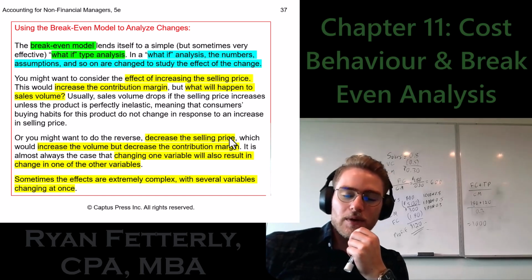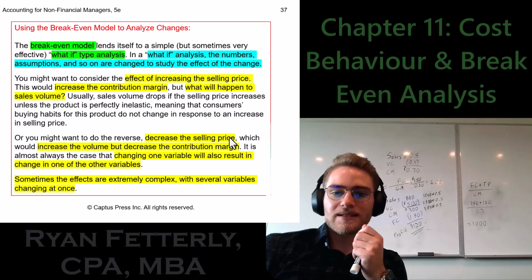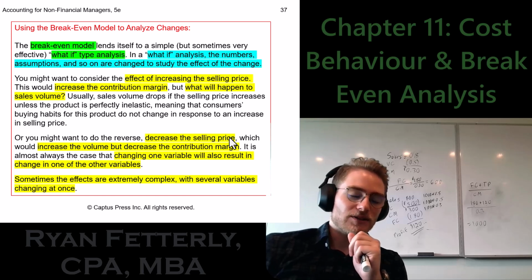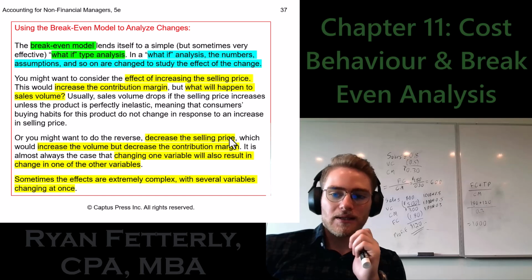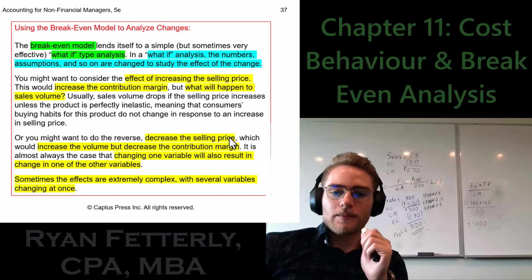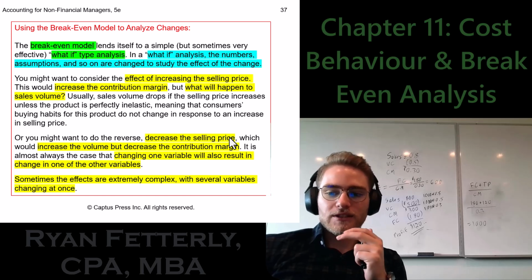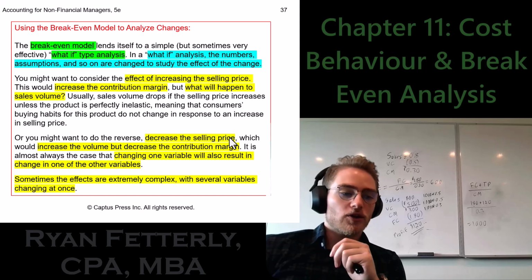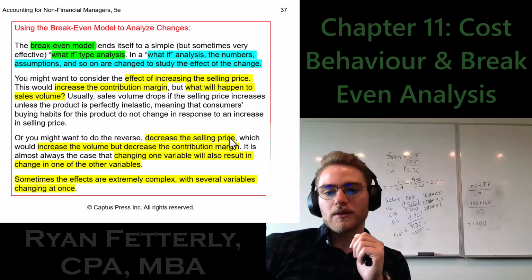So, using the break-even model to analyze changes: the break-even model lends itself to a simple but sometimes very effective what-if analysis, or sensitivity analysis, as we may call it in finance. And it's basically, what if the numbers or assumptions change, to study the effect of change and determine what changes we could make in our operations to make this more profitable.